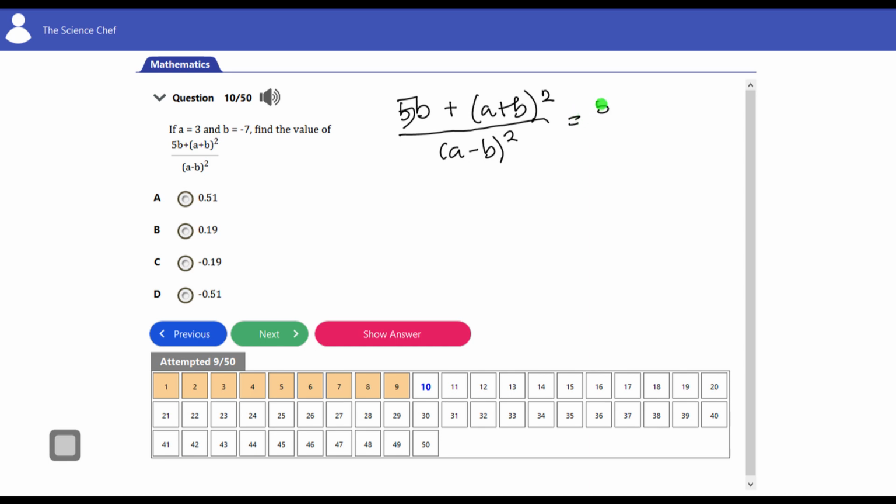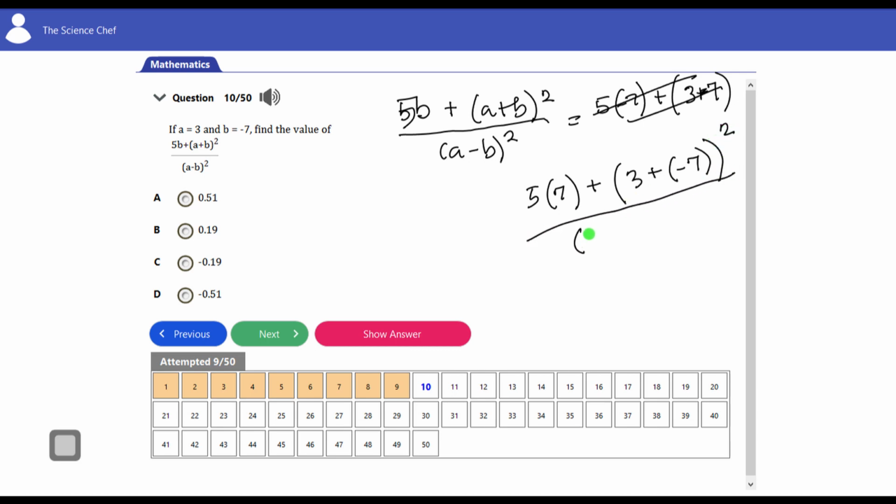So that will be 5 into our B, which is minus 7. Sorry, B is minus 7. So let's do it this way. That will be 5 into minus 7 plus the 3 plus minus 7. Right, I'm breaking it down. Close the bracket, raised to power 2, all over 3 minus 7 all raised to power 2, right?